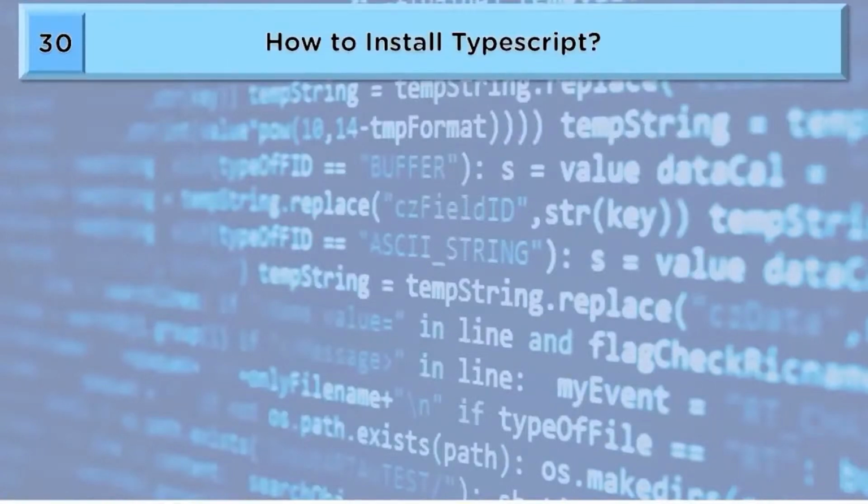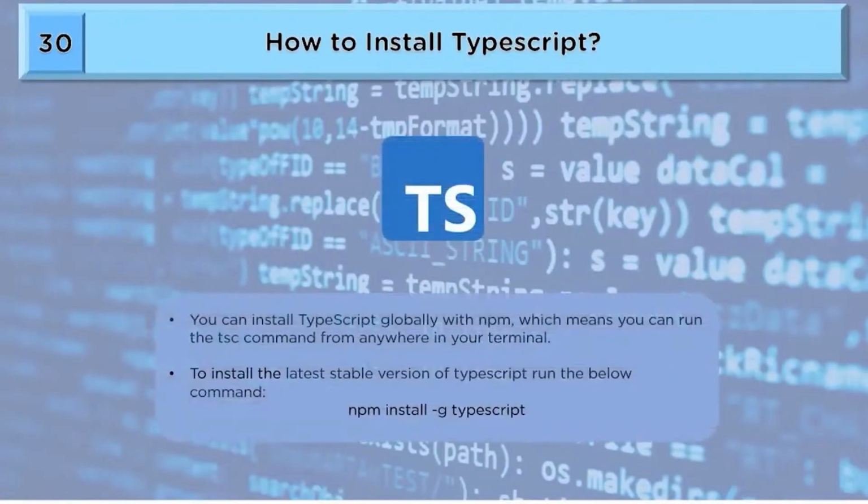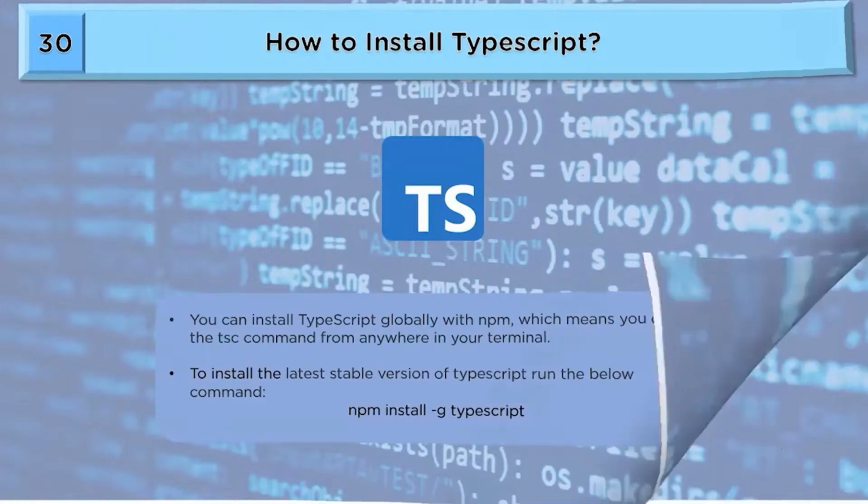How to install TypeScript? TypeScript is a JavaScript programming language for use in applications. TypeScript extends JavaScript with optional types that support tools for large-scale JavaScript applications in any browser or any host on any operating system. To install TypeScript globally with Node Package Manager, which means you can run the TypeScript command from anywhere in your terminal, to install the latest stable version of TypeScript, we just need to run the command npm install -g typescript. This will install the latest version of TypeScript.